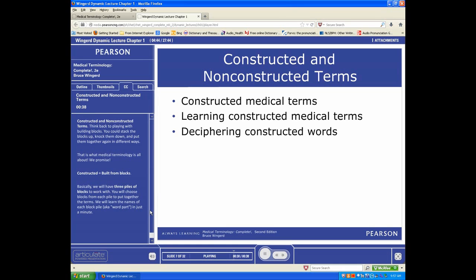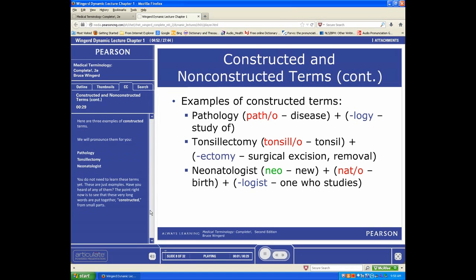Here are 3 examples of constructed terms. We will pronounce them for you. Pathology, tonsillectomy, neonatologist. You do not need to learn these terms yet. These are just examples. Have you heard any of them? The point right now is to see that these very long words are put together, constructed from small parts.